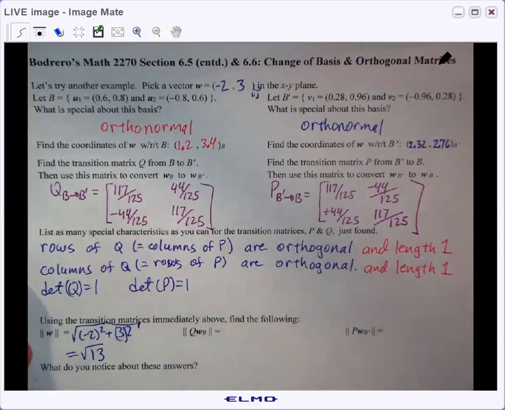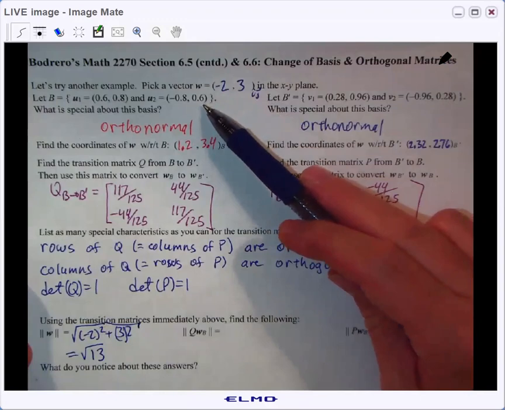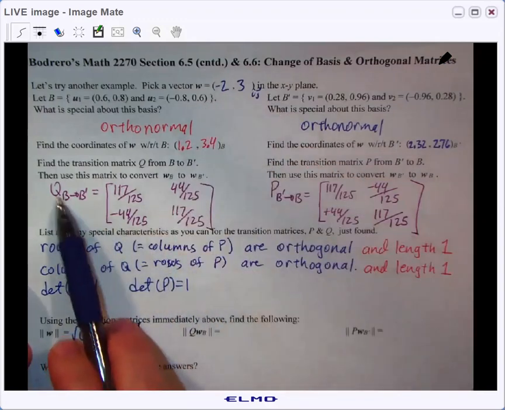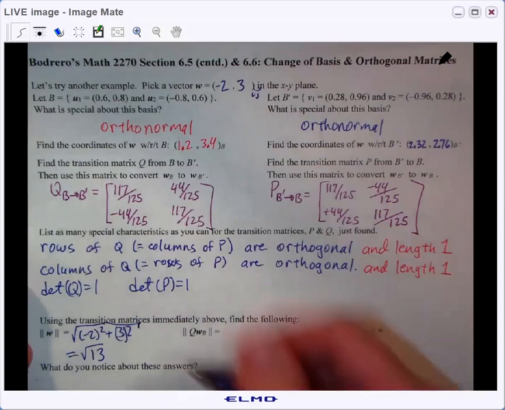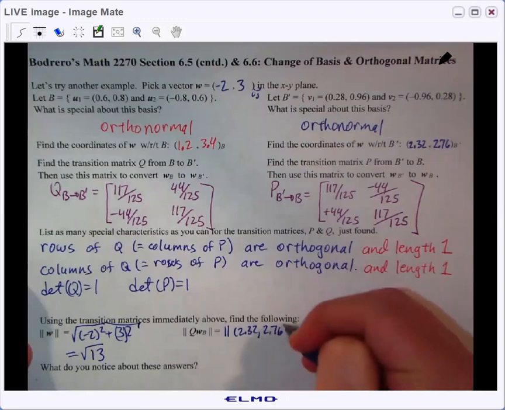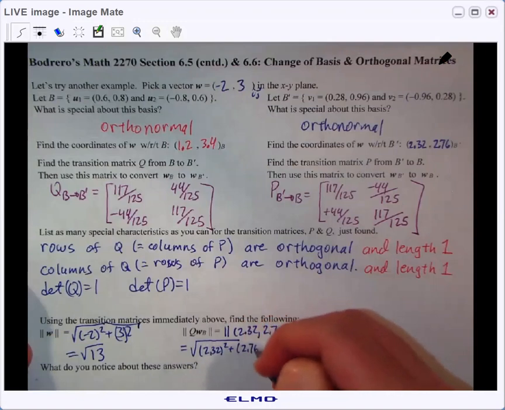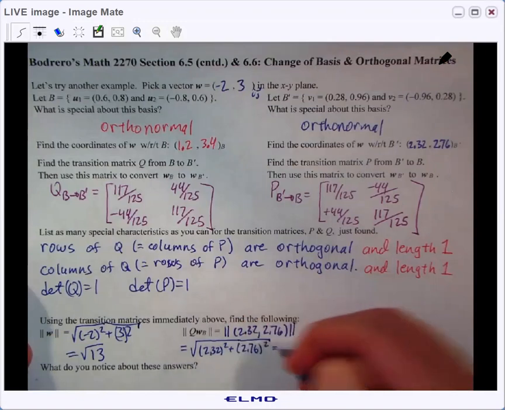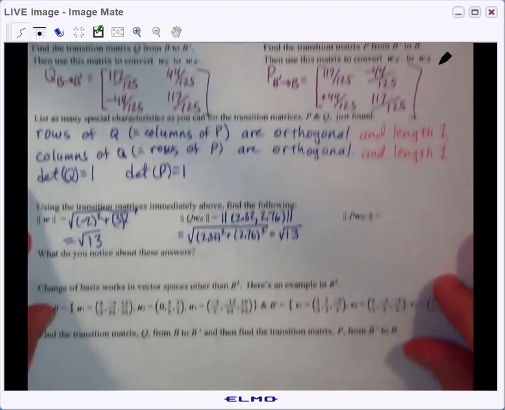Okay. Now, if I take the W vector and I do his coordinates with respect to the B basis, and then I multiply that by the Q matrix, that's going to transition him from the B basis coordinates to B prime basis coordinates. So this is asking us to find the magnitude of the vector 2.32, 2.76, which, using our inner products here, 2.32 squared plus 2.76 squared, which amazingly is equal to exactly the square root of 13.